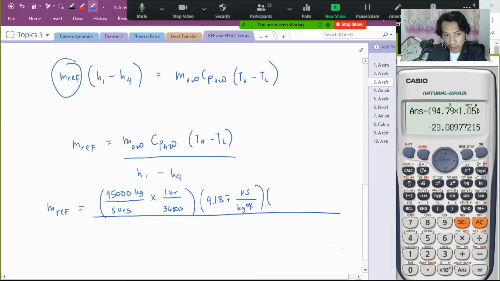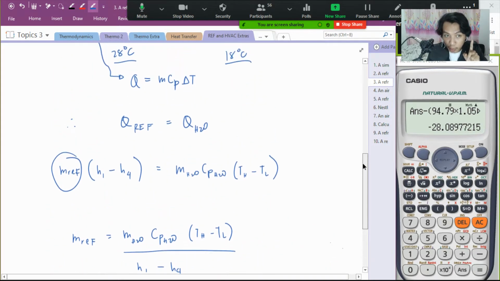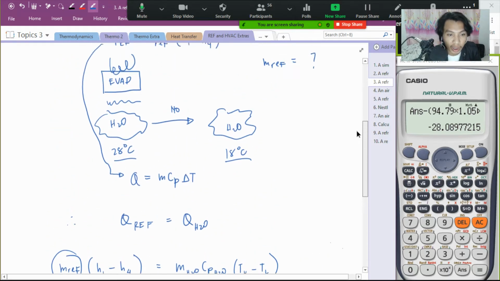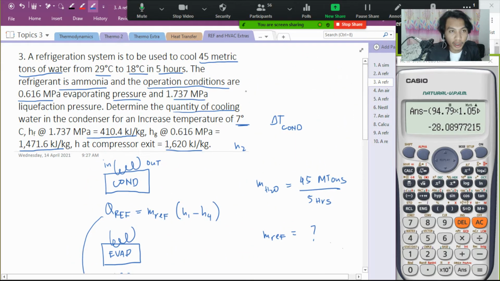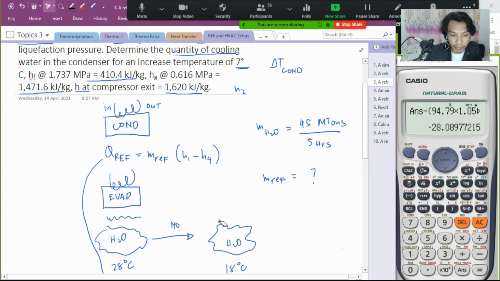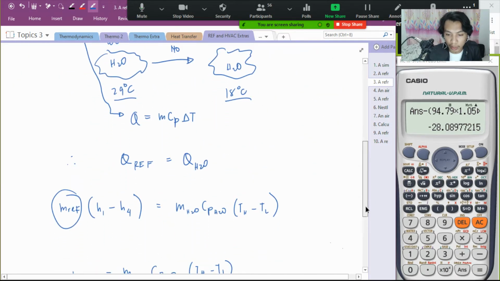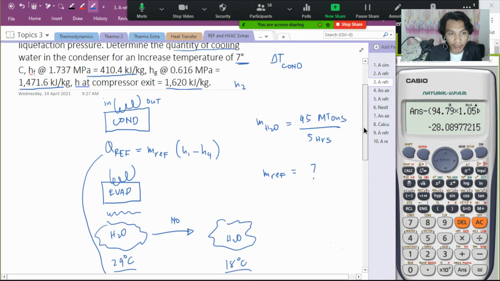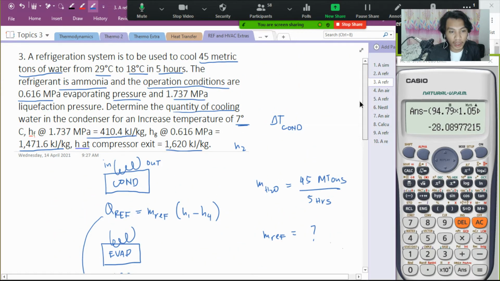And then, yung temperature change nung tubig na pinalalamig mo from 28 to, 28 ba yan? 29 ata yun, 29. Ayun, 29. So, tinitignan ko dito. 29 tayo. 29 to 18. Okay? 29, 18 degree Kelvin na kasi change in temperature. H1. Ano yung H1 natin? HG dapat yan. Ayun. 1471.6.